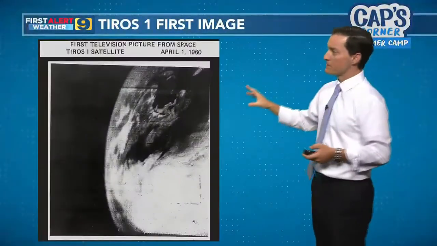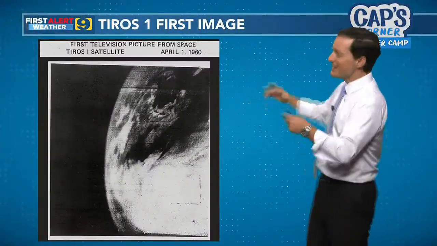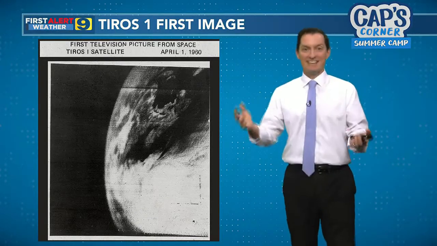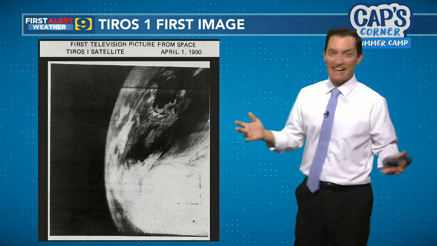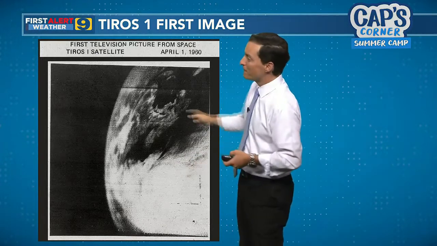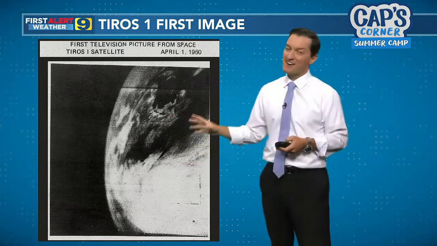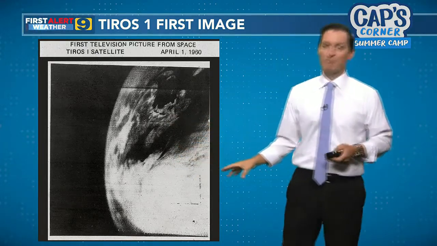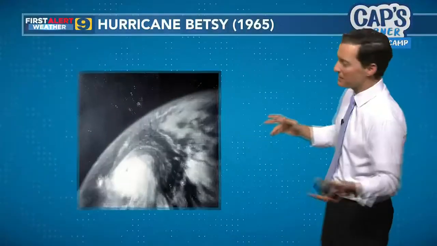Now, here's the first image it sent back to Earth, and boy, it's hard to imagine satellite images looking like this in this day and age, right? But this is what the very first image looked like. Kind of hard to make out much, just big white blobs. Those were some of the clouds. We started to see things progress after that, though.